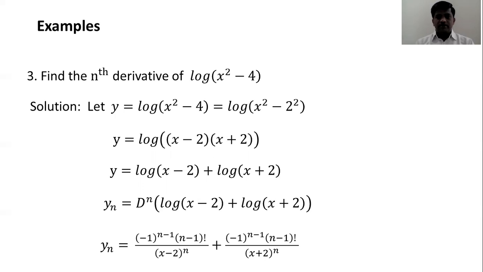Now we can apply the nth derivative on both sides. yn is equal to d power n of log of x minus 2 plus log of x plus 2. So the first term's nth derivative is minus 1 to the power of n minus 1, n minus 1 factorial. Here a value 1 power n is 1, divided by x minus 2 power n, plus the nth derivative of the second term, minus 1 to the power of n minus 1, n minus 1 factorial. Here also the same, a value 1 power n is 1, divided by x plus 2 power n.